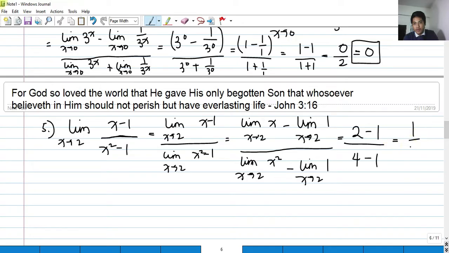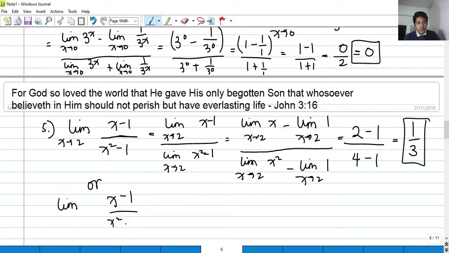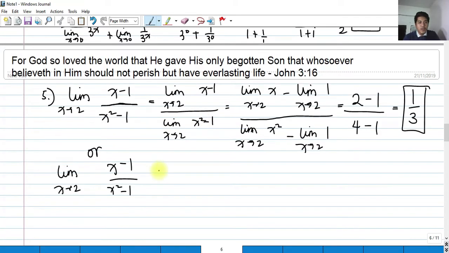So we have 1/3. Okay, so that is our answer. Or, from our given, we can simply first simplify the f of x before we evaluate the limit. As you can see here, the limit of x minus 1 over x squared minus 1. Okay, x squared minus 1 can be rewritten as x plus 1 multiplied by x minus 1.